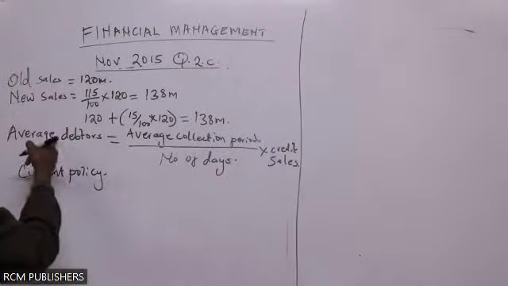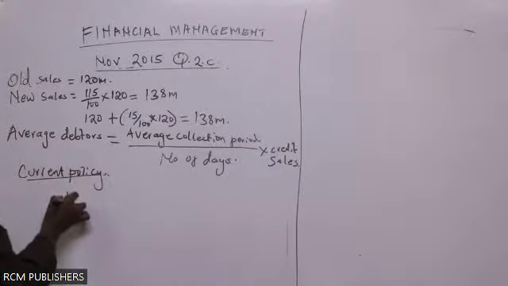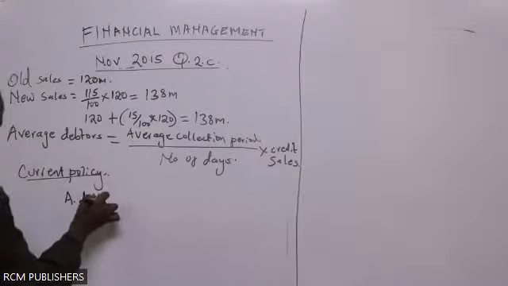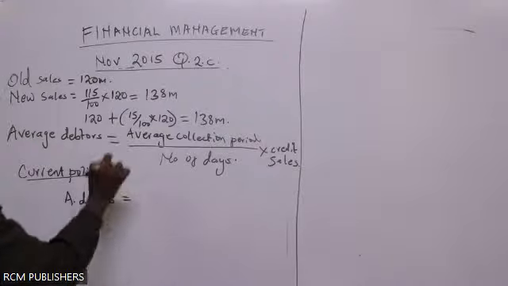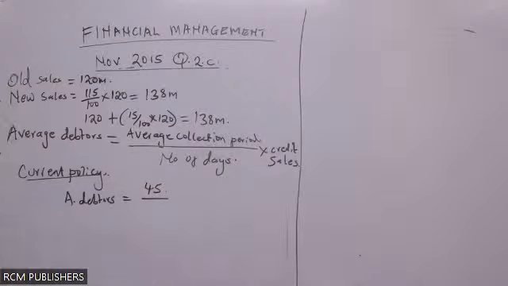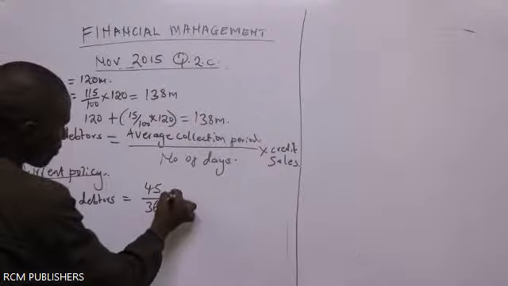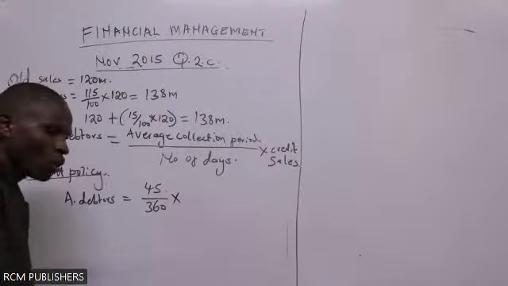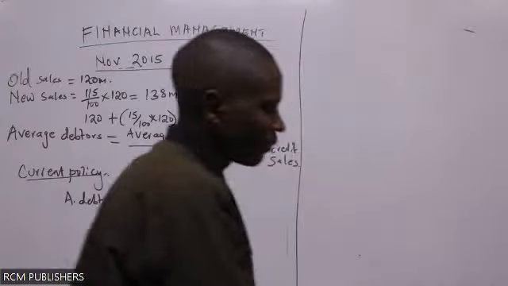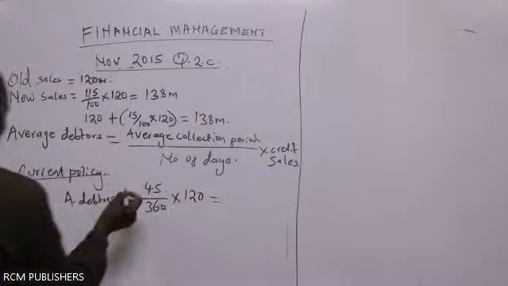So to get the average data for the current policy, it will be 45 over number of days. Number of days nimeambiwa nitumie 360. And then I multiply by my credit sales. All sales, we assume that they are on credit. That is 120. That is for the current policy.